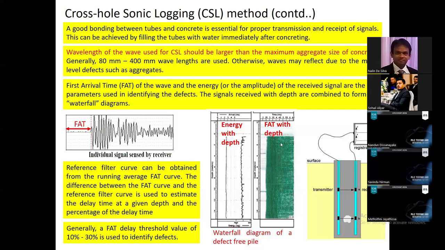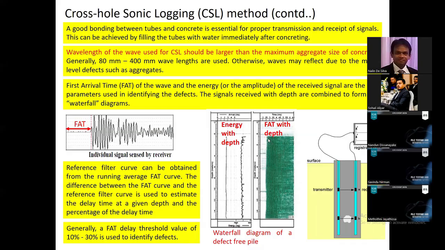Okay. So you will see a delay in the arrival time if there is a defect, right? So we are taking these continuous records of first arrival times while lifting the two transducers like this. And we will try to maintain the same elevation while lifting them, right? And we can plot all the wave records in one diagram. It is known as the waterfall diagram like this. So here you can see a diagram representing something like a waterfall.